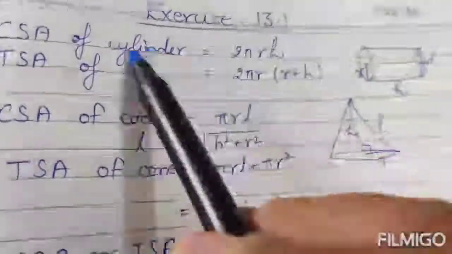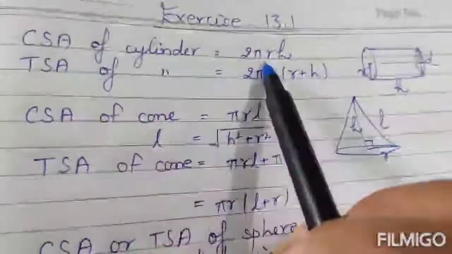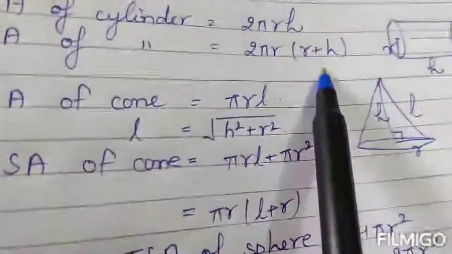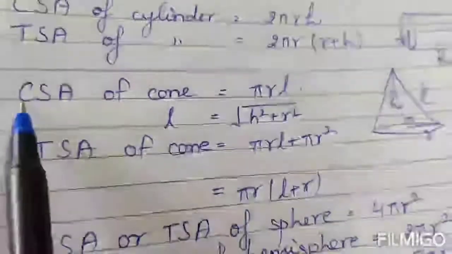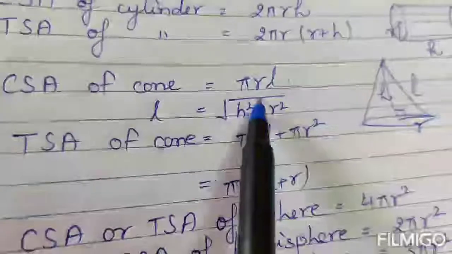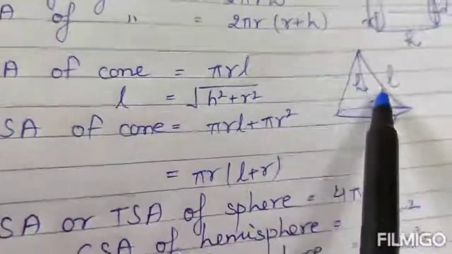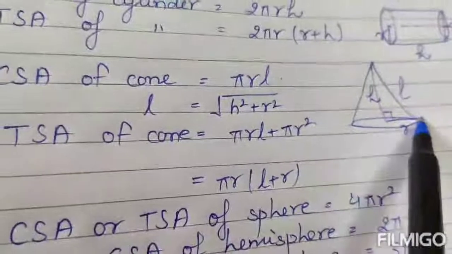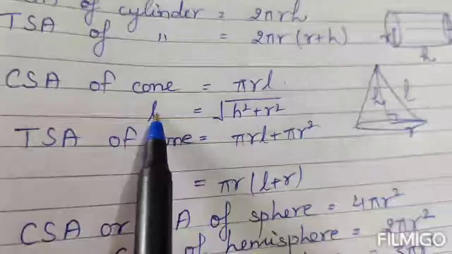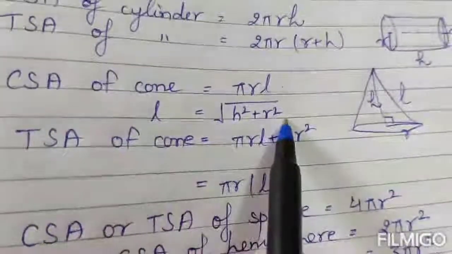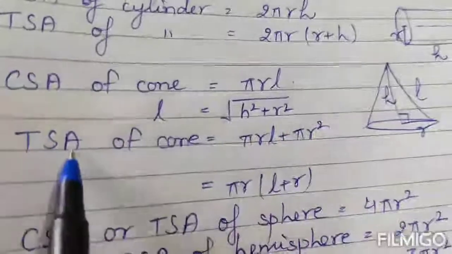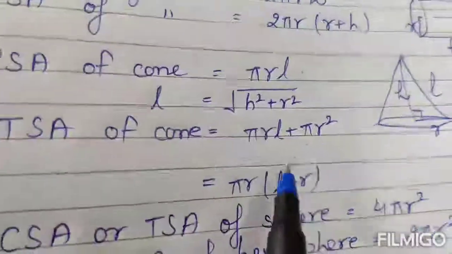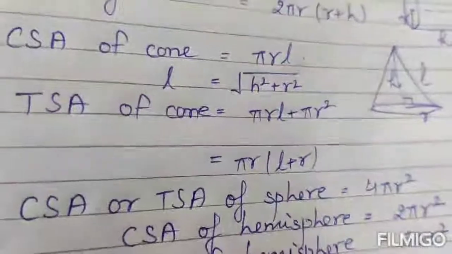Cylinder. The curved surface area of cylinder is 2πrh and total surface area of cylinder is 2πr(r + h). Next, curved surface area of cone is πrl, where l is the slant height, h is the vertical height, r is the radius. The formula of l is under root h square plus r square. Total surface area of cone is πrl plus πr square, that is πr(l + r).